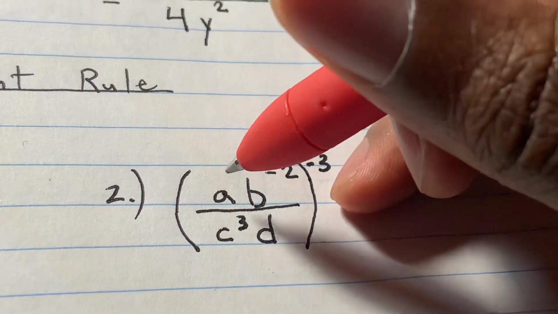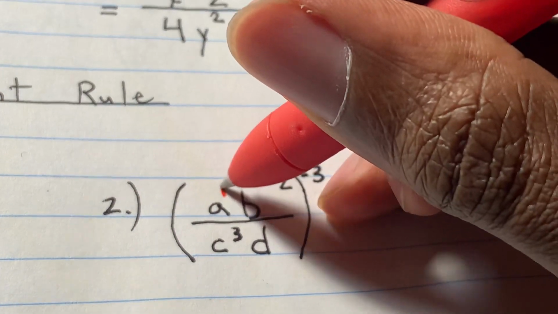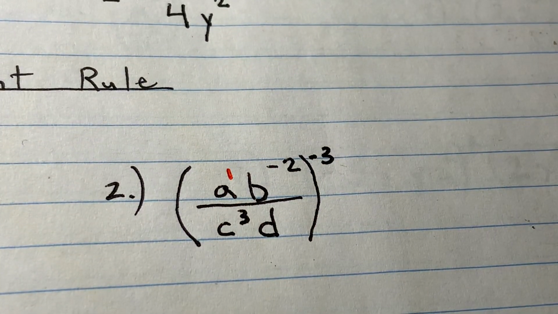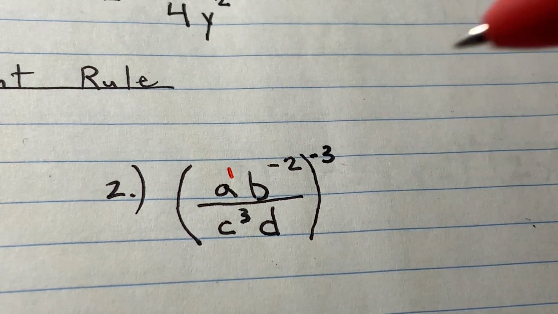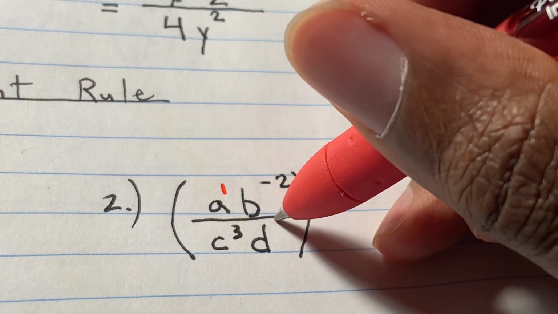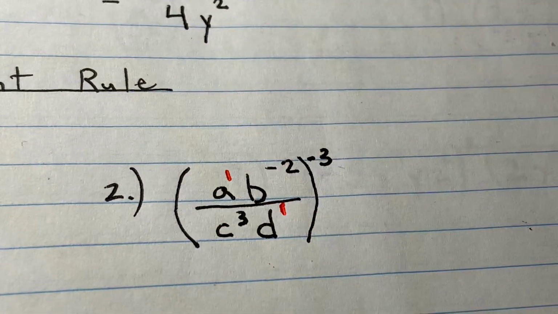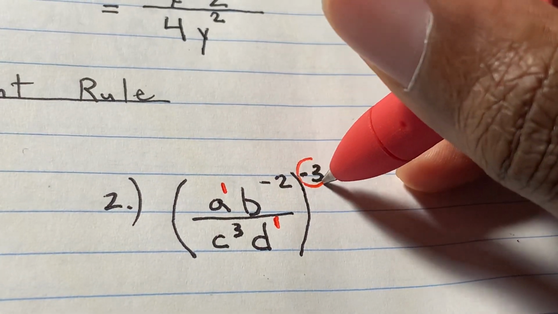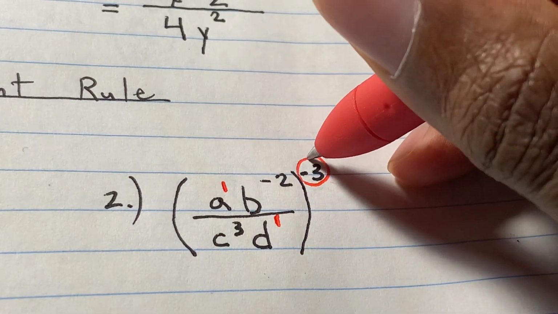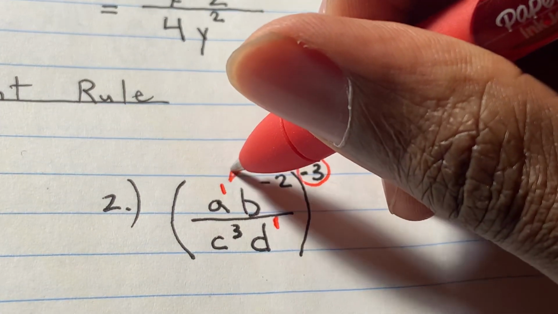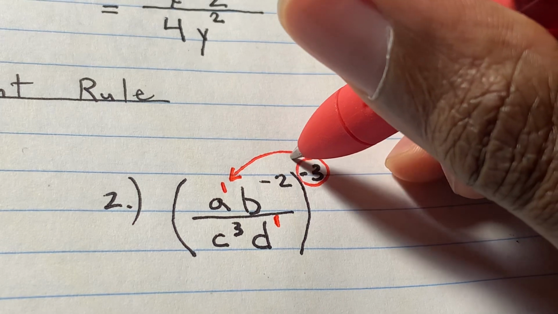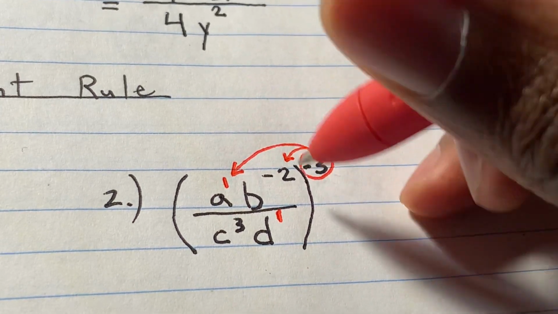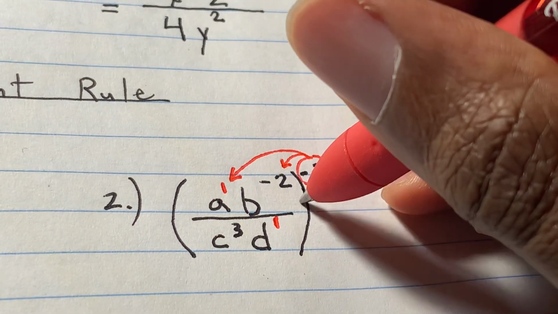Someone just said, Mr. B, A is missing an exponent. I'm going to put a 1 right here. Good. Someone else just said, Mr. B, D is missing an exponent. I'm going to put a 1 right here. Good. Now let's distribute. Don't distribute until you have those invisible ones put in place first. Please, please, please do that for me.